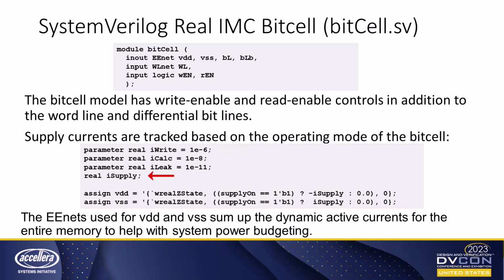And we've got a variable, I supply, that keeps track of all the currents that are in use in the bit cell. And those get assigned to the supply and ground. And at the top level of the simulation, the current drains for all of the bit cells and all the DACs and the A to D converter all get added up, and we can see the power consumption of our multiplying memory unit in a dynamic fashion.